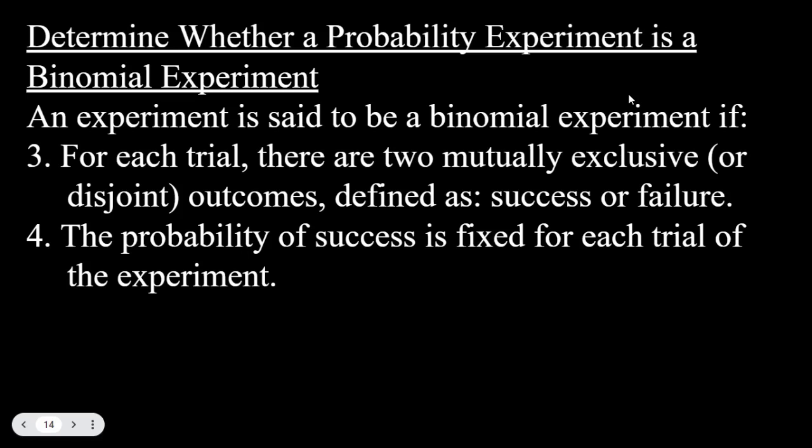Number four, the probability of success is fixed for each trial of the experiment. It's the same for every trial of the experiment. So you can't have a probability of 50% success this time and then magically 30% next time. It has to be the same for every trial.